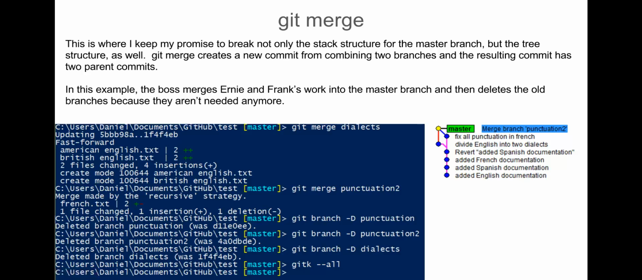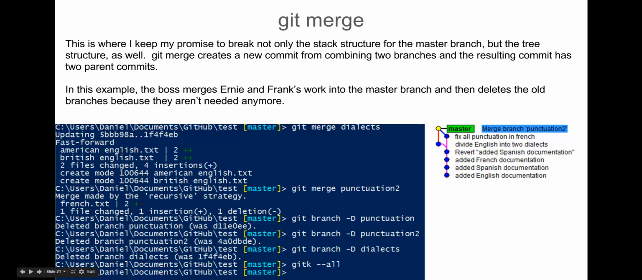And once again, this is where I keep my promise to break not only the stack structure, but the tree structure as well. So git merge, as I said before, simply creates a new commit by combining two branches, and the resulting commit has two parent commits. So looking at the graph in gitk here, I forgot to mention, we did go ahead and delete the punctuation 2 and dialects branches once the merge was completed because we don't need them anymore. So now we're back to having only one branch called master.